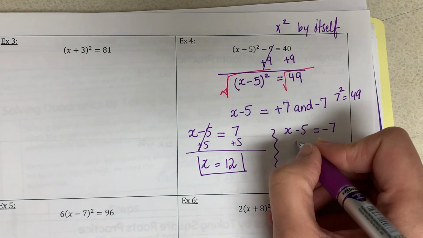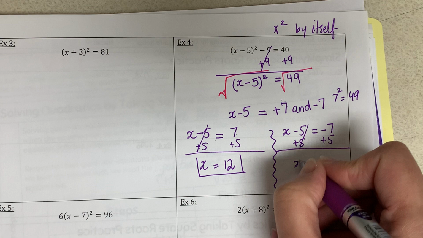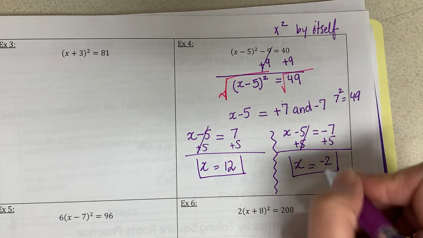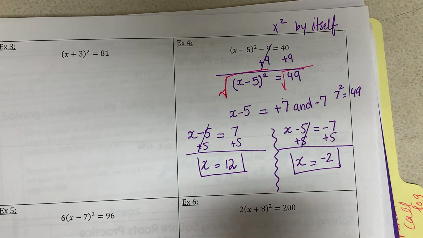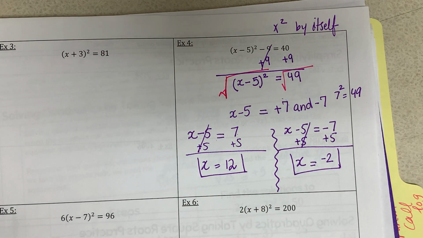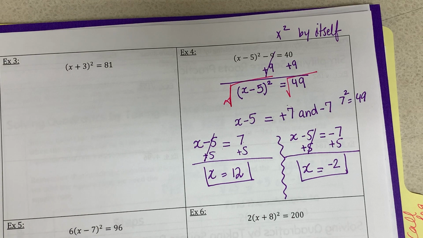And in this case, I'm going to add 5 again on both sides. I'm left with x, and this is minus 2. So your solution set is basically x equals 12 and negative 2. So the whole process is the same. Just go slow on your steps so you understand what is happening.